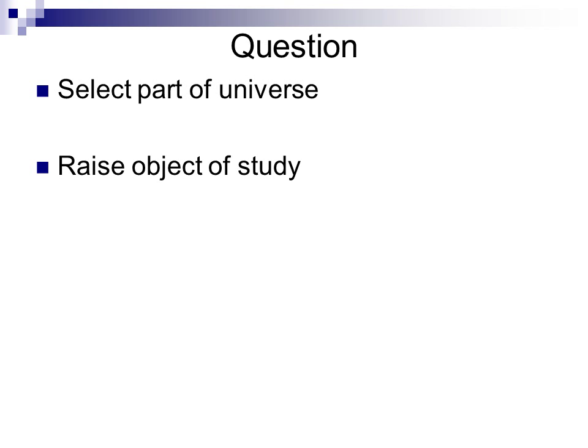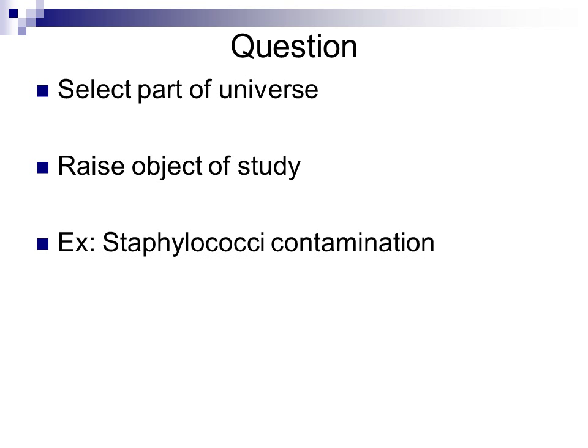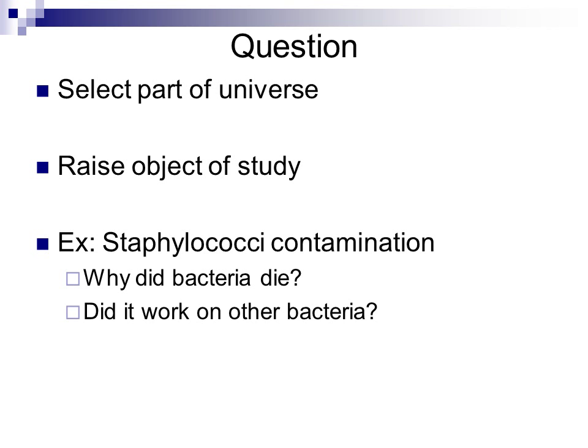The second step is to question. You would select a part of the universe that you're going to explore and form questions about it. This raises the object of your study in science. The example, the contamination of the staphylococci that Fleming was studying, he wanted to know why the bacteria would not grow, why they died, and whether or not this worked on all bacteria or just on staphylococci.